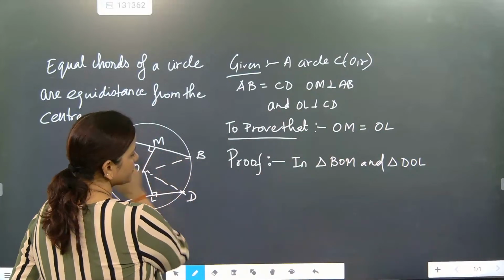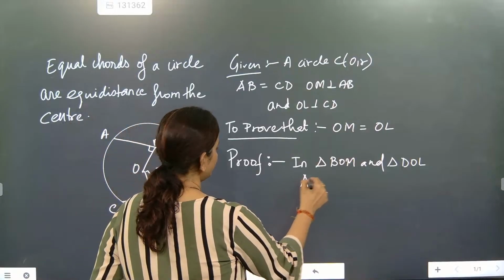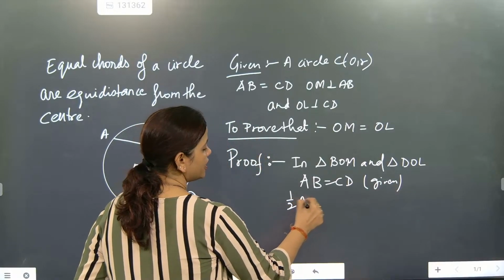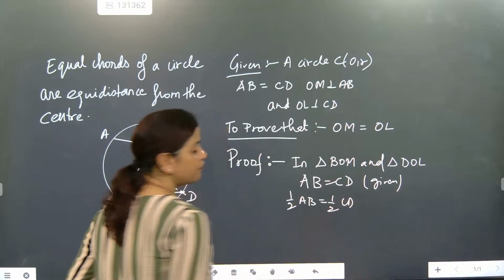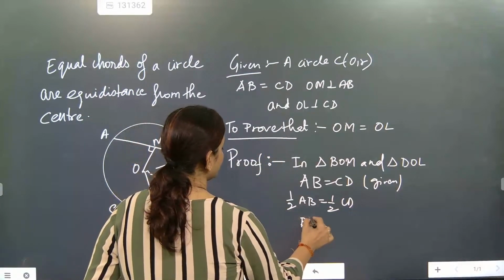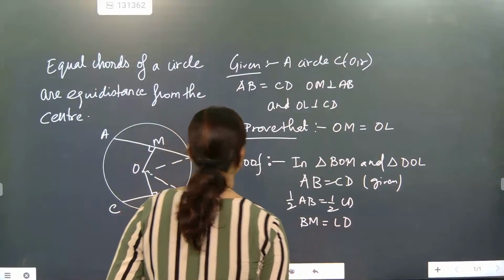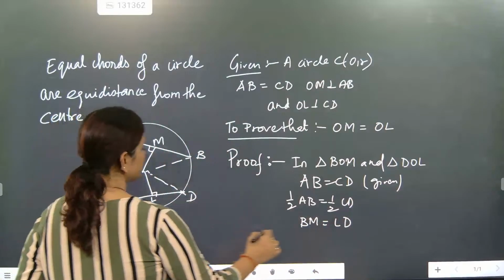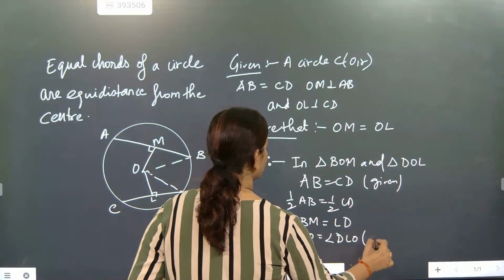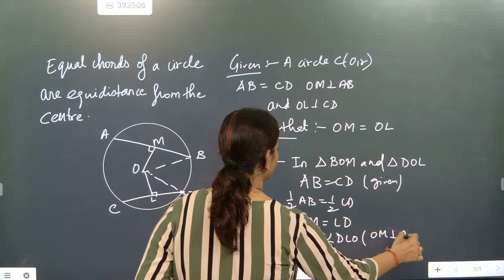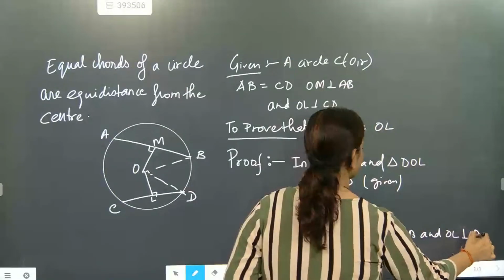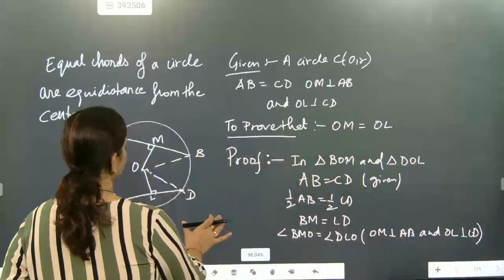So AB is equal to CD. This is given. Now we will take half of it. Half of AB is equal to half of CD. If the full part is equal, then the half is also equal. So half of AB is BM, so BM is equal to LD. Then angle BMO is equal to angle DLO. Why? Because OM is perpendicular to AB and OL is perpendicular to CD.